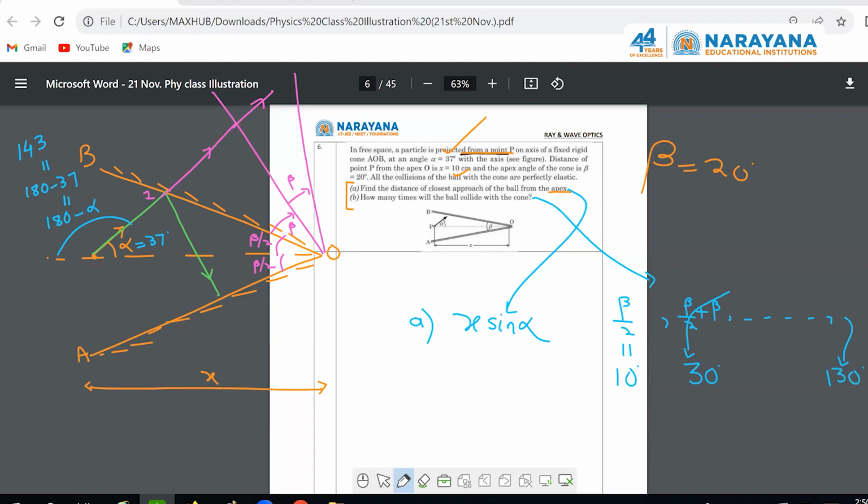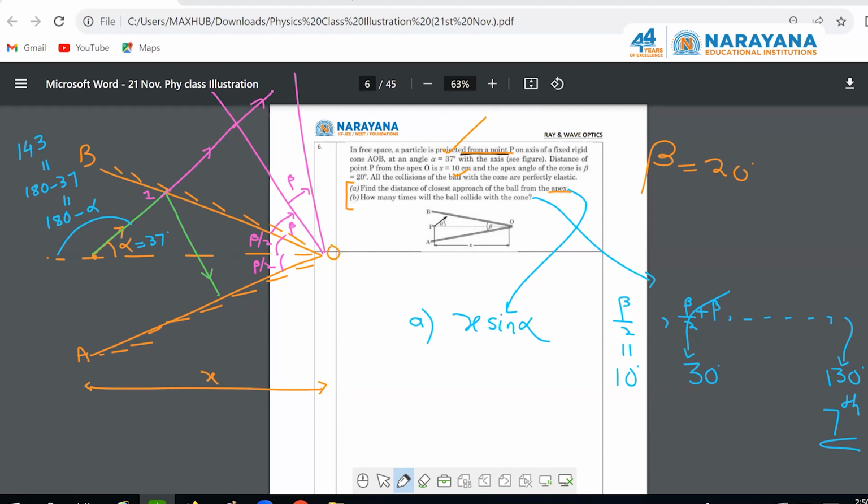So 5 more collisions will happen. So my 7th collision is happening at 130 degrees. So next would have happened at 150, but that is not possible. Because you understand that while you will keep on reflecting these faces, there will be an instance when this face will be either parallel or even at a higher angle, so it is not going to be reflected.